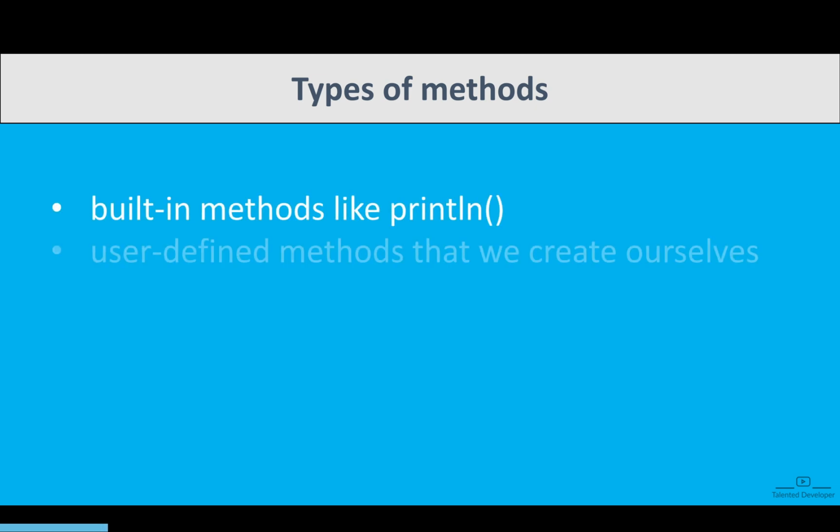By default, Java has two kinds of methods: built-in methods like println, and user-defined methods that we create ourselves. Sometimes you have seen we used System.out.println and inside the parentheses we pass the message. That is also a method.